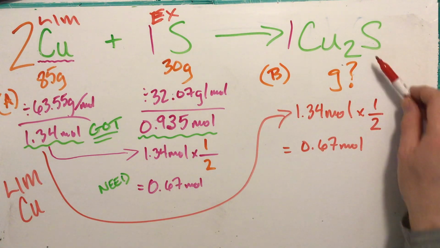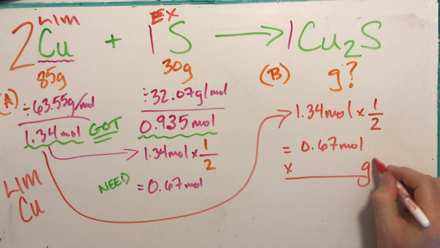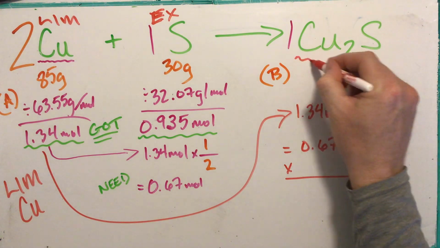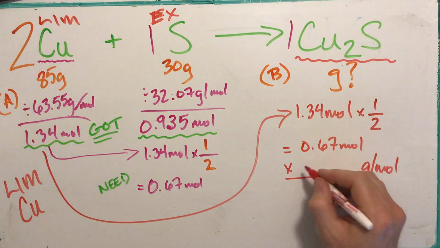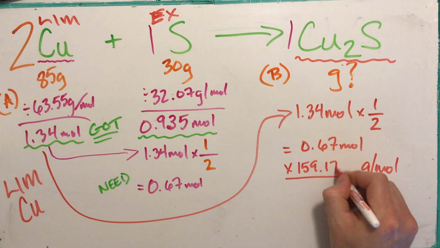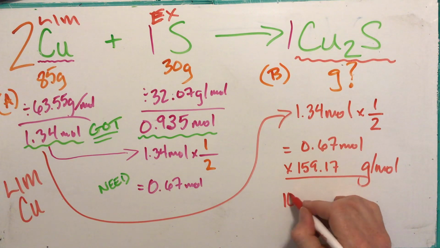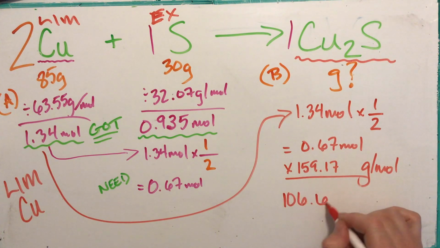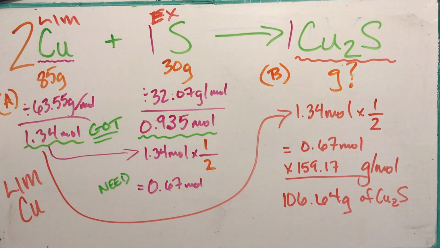of the copper 1 sulfide, but I need the mass. So now I'm going to multiply this by the molar mass of this. So I take 2 C's and an S and I add them together, and I end up with 159.17 grams per mole. When I multiply that, I'll end up with 106.64 grams of the copper 1 sulfide. That is my maximum yield. All right? This is my final answer for B.